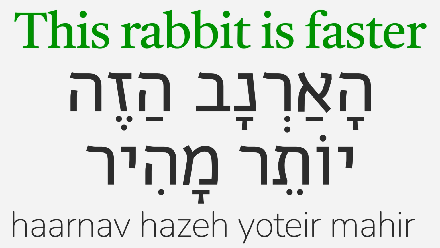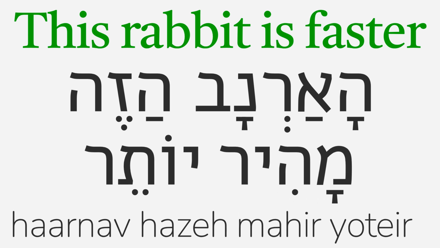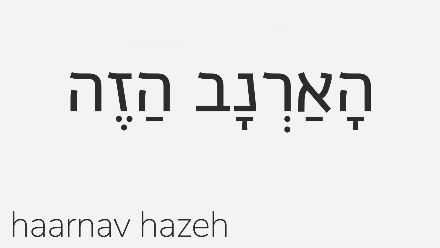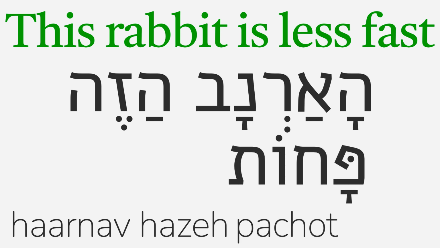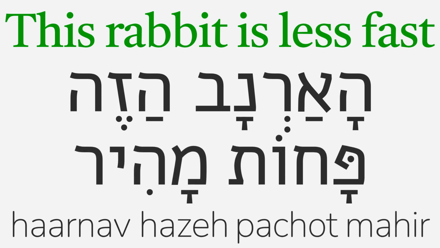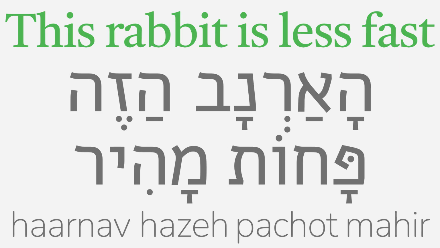In Hebrew, you can also put yoter after the adjective, so this sentence could also be ha'arnav hazeh mahir yoter. This rabbit is faster. If we wanted to instead say this rabbit is less fast, we would say pachot, less, mahir, fast. Ha'arnav hazeh pachot mahir. This rabbit is less fast. Ha'arnav hazeh pachot mahir.